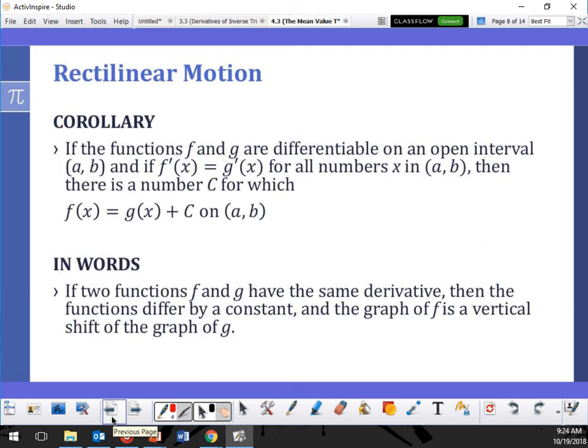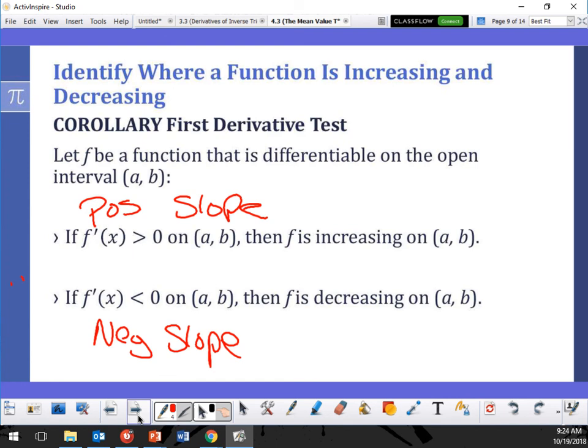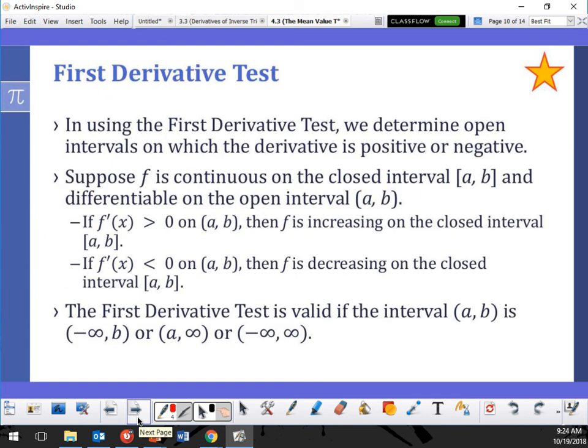Okay. What was the last one? There we go. First derivative test. Using the first derivative test, we determine open intervals on which the derivative is positive or negative. Suppose that f is continuous on a closed interval from A to B and differentiable on the open interval from A to B. If f prime of x is greater than 0 on A to B, then f is increasing on the closed interval from A to B. If f prime is less than 0 on A to B, it's decreasing on the closed interval. The first derivative test is valid on those intervals. Okay? So we're going to have intervals for this.